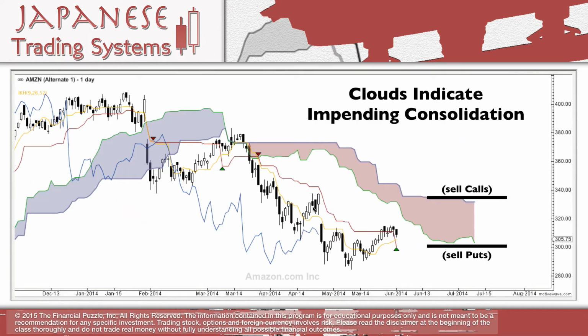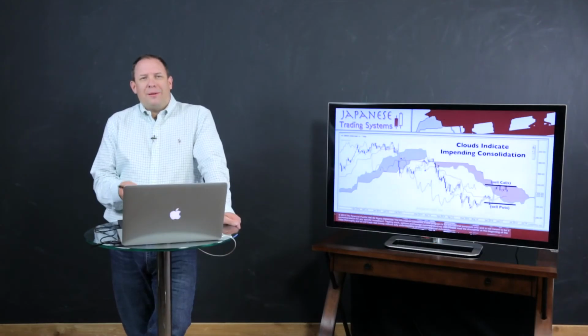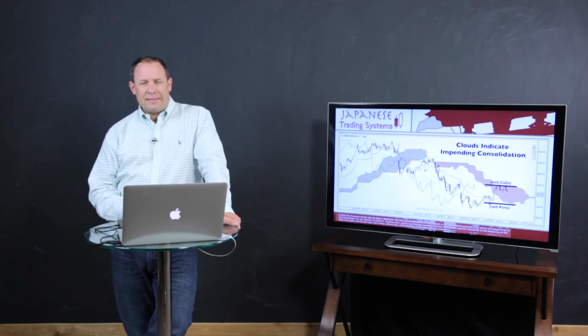Take a look at the same trade here on Amazon. Notice again, the clouds are indicating that there's some impending consolidation coming up here. So we want to sell puts below the cloud and sell calls above the cloud. Now let's run this thing forward and see what happens. And sure enough, look at that. We stayed right inside that trading range. Now, how did we know that was going to happen? Well, we didn't know for sure, but the clouds were indicating that's where it should be happening. And so certainly selling options in a consolidation like that makes a lot of sense.